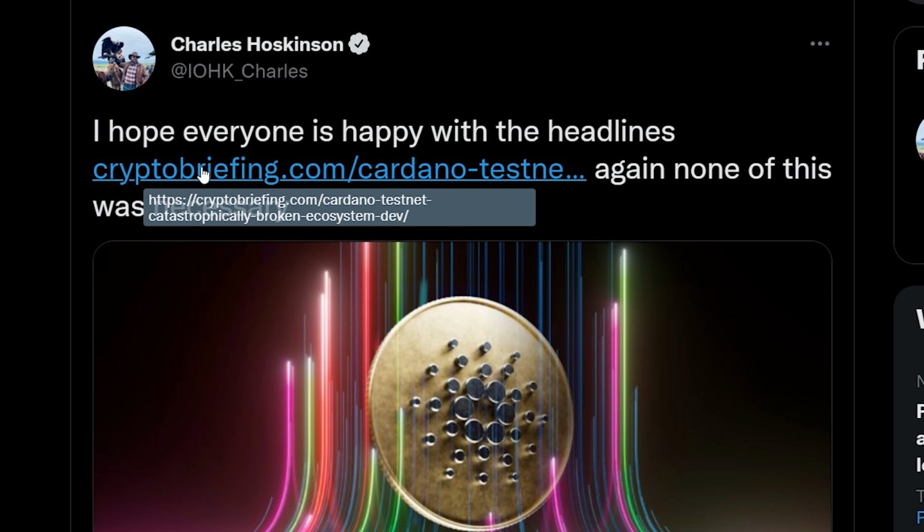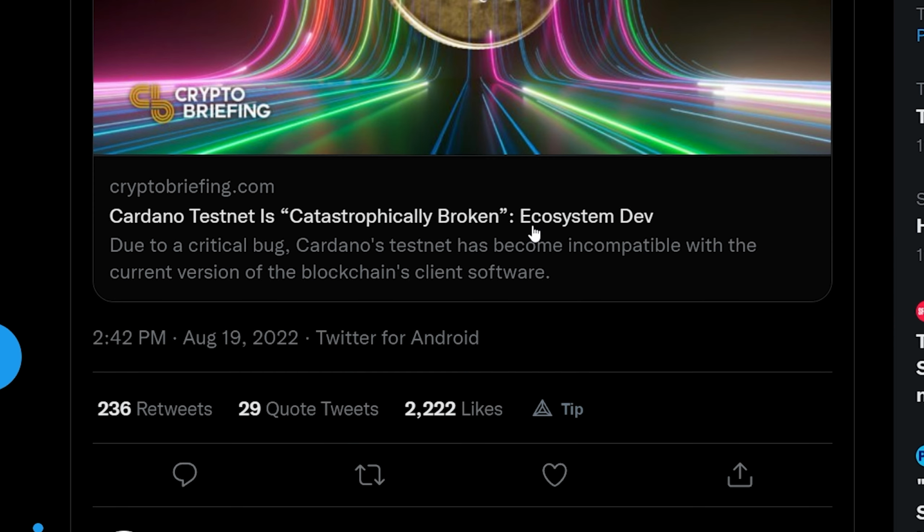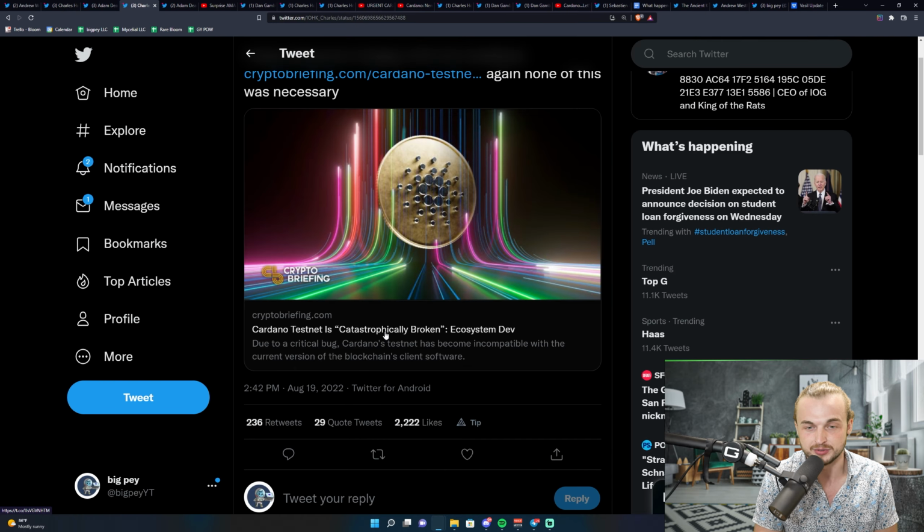Again, none of this was necessary. Cardano testnet is catastrophically broken from an ecosystem dev, and they're referring to Adam Dean. And that's the issue with saying things like that on Twitter. I'm going to go into both sides, and I kind of sit in the middle on this. I do understand where both sides are coming from. I'm going to give my thoughts later.